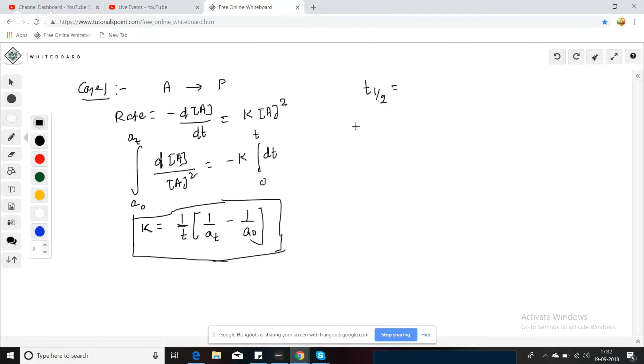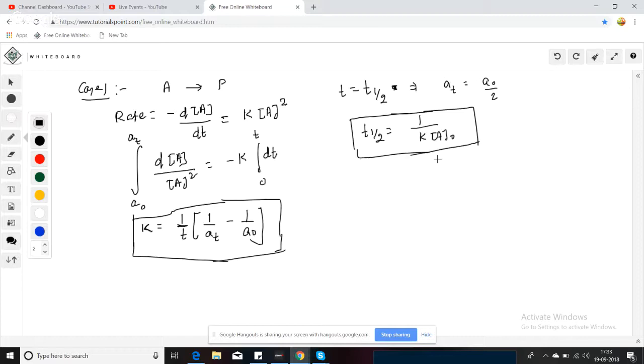Can you tell me the expression for t half? At t equal to t half, what do we have? At is equal to A naught by 2. We can substitute t and At into this, and we get t half is equal to 1 by k into A naught. Yes, sir, this is what we get. Now a few graphs we'll see. Copy down all these first. Done? All of you have written?